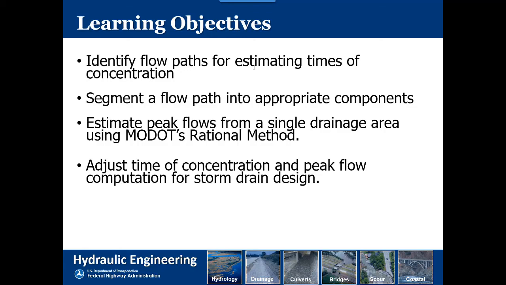So we estimated peak flows from a single drainage area using MoDOT's rational method. Actually, we did it for that composite area in the workshop. And we adjusted the time of concentration and peak flow computation for storm drainages. I know we didn't do that. Did we? Kind of, yeah, we did that. That was in the workshop. So, any questions about the rational method?